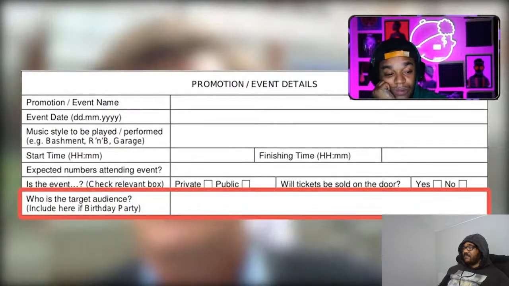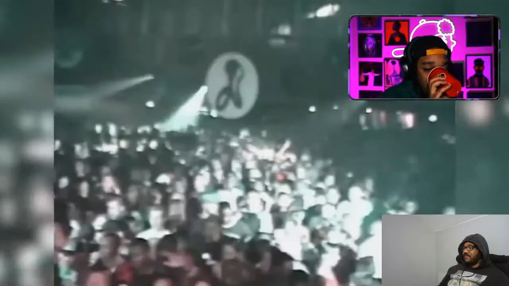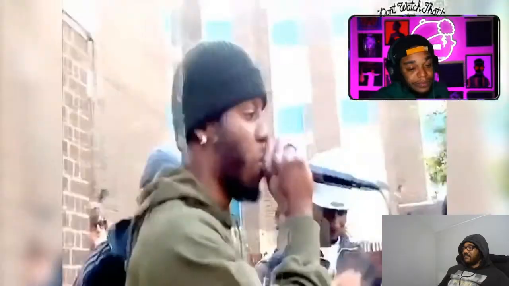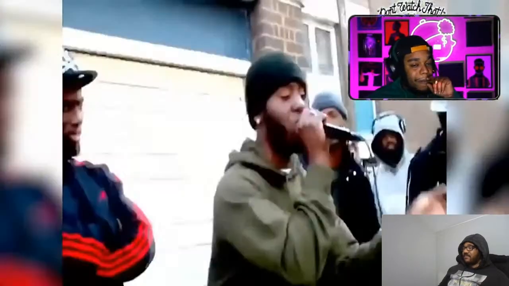Going to assume that white middle-class professionals from North London is not the answer they're looking for. Following the implementation of this form, grime nights could effectively be wiped off the map without the authorities necessarily needing to provide any sort of justification. Now, grime MCs were still out there doing their thing, recording tracks and releasing cypher videos and freestyles.